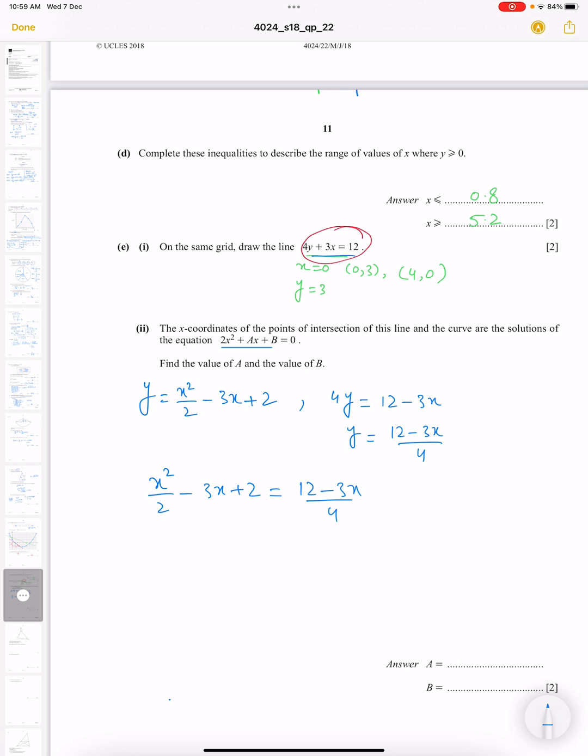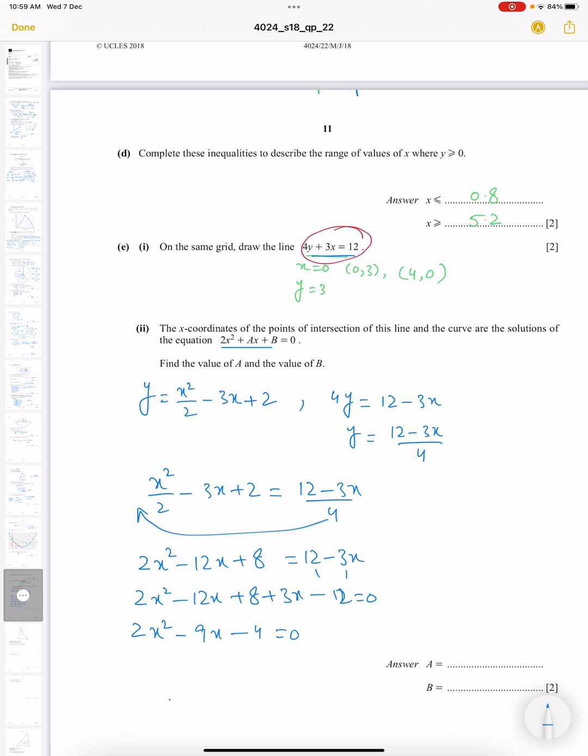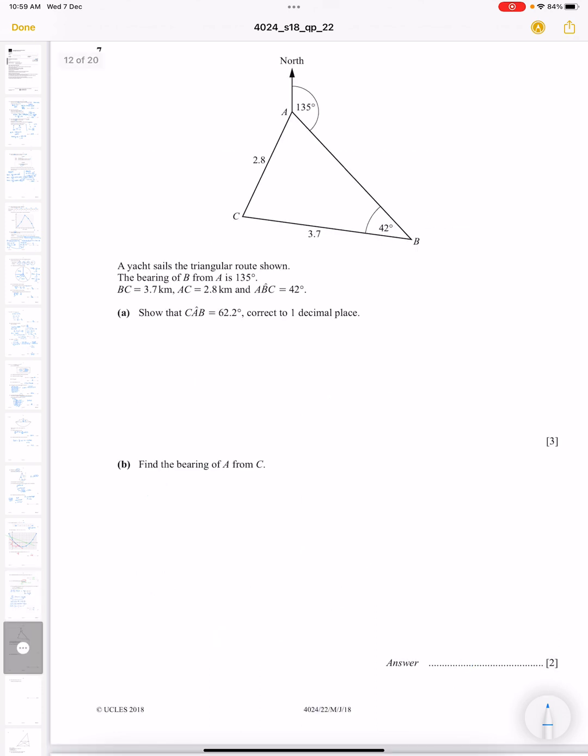Now if I multiply this 4 to this side, 4 will be multiplied with every term, and eventually we will have 2x squared minus 12x plus 8 is equal to 12 minus 3x. Shift these two terms to the left side. We have 2x squared minus 12x plus 8 plus 3x minus 12 is equal to 0. And further simplifying, we have 2x squared minus 9x minus 4 is equal to 0. So if we compare this equation with the given one, we see the coefficient of x is a here and it is minus 9 here. So a is equal to minus 9 and the constant number is minus 4. So b is basically minus 4. That's the answer. The next question.